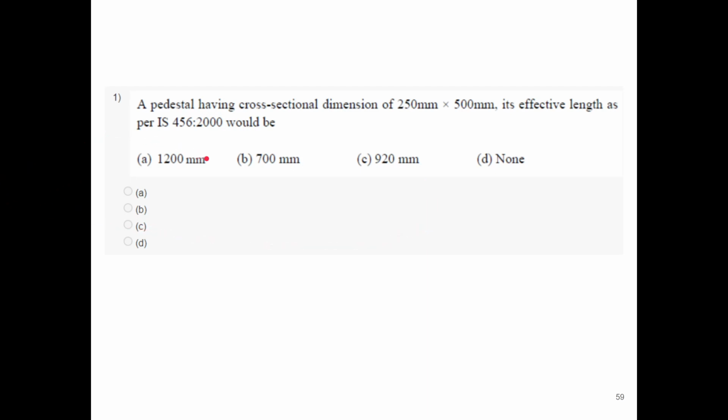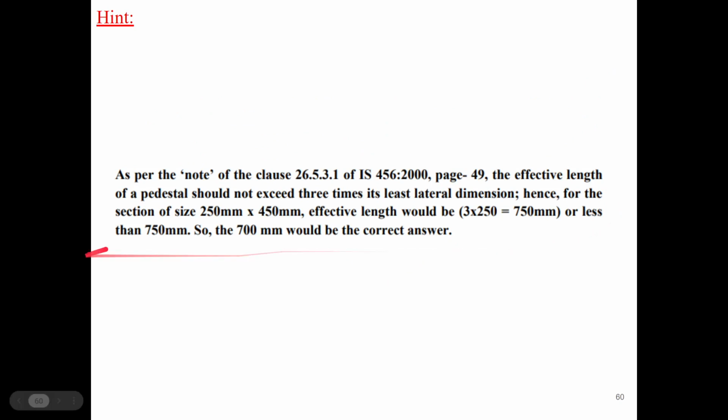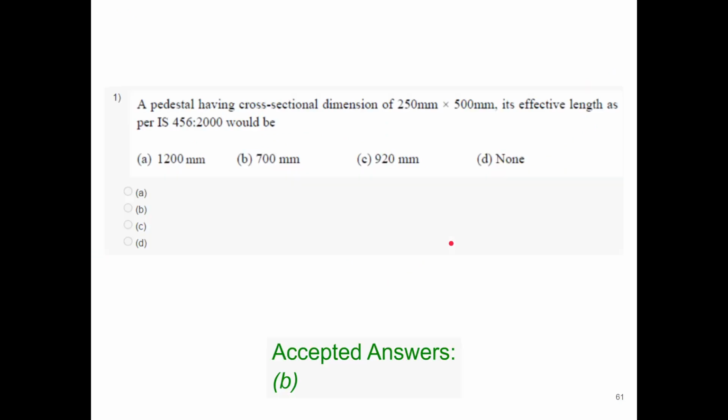So which option is a value less than 750 mm? This is the value 700 mm, right? So its effective length will definitely be 700 mm, because it is less than 750 mm. So that's why 700 mm would be the correct answer. So what is the correct answer? It is 700 mm, or B. Okay, so B is the correct choice.